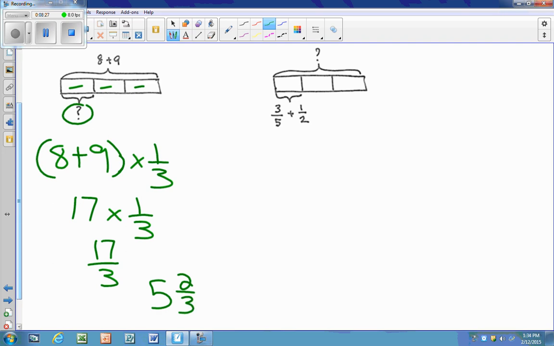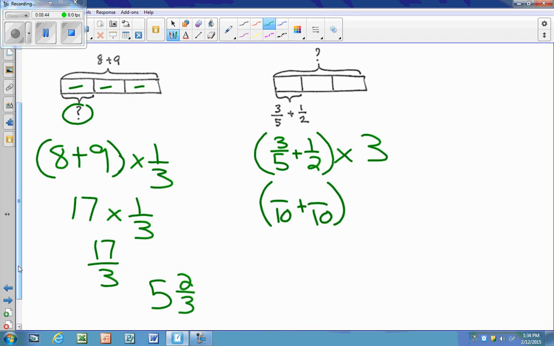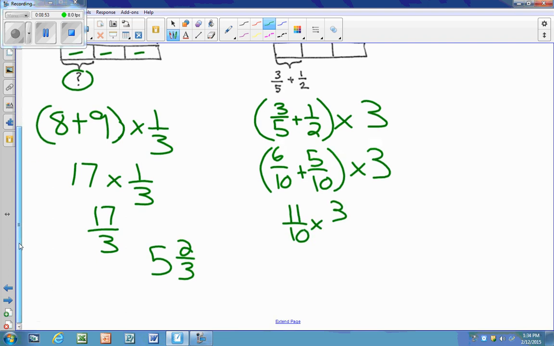And then over here, it's just like the other example we had done: we have 3/5 and 1/2 times 3. We want to do that 3 times. So first we have to find a common denominator, which we know will be 10. So this is 5/10 and this is 6/10 times 3. And we have 11/10 times 3. We end up with 33/10, which is 3 and 3/10. Notice I never put in an equal sign.